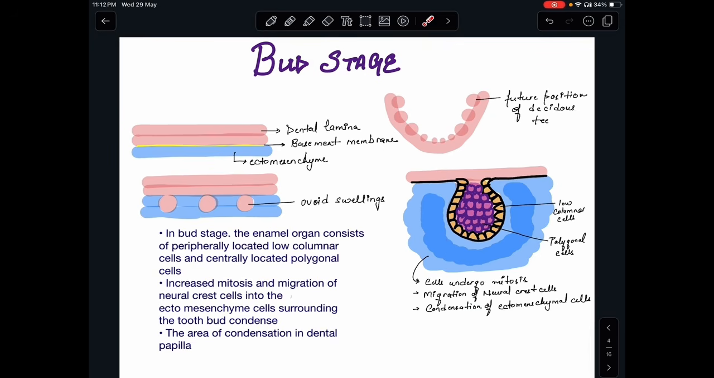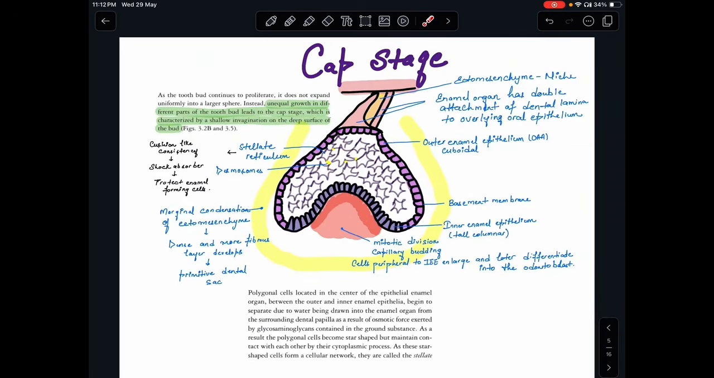Okay, moving on from the bud stage, and the tooth enters the cap stage. Okay, what happens in the cap stage is that, so imagine this was your bud, there is unequal growth of the bud. Okay, it will grow from these two sides and not from over here, which forms due to the unequal growth.